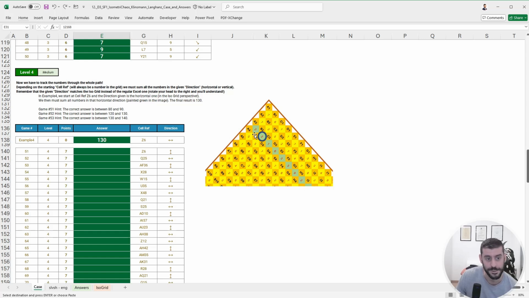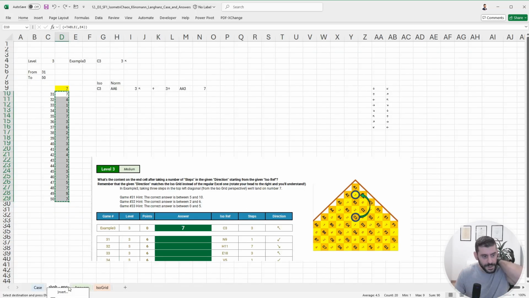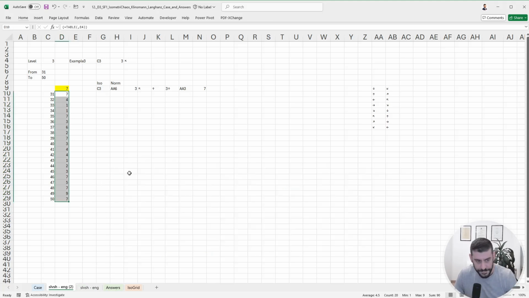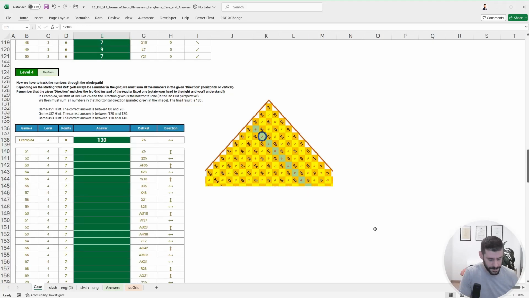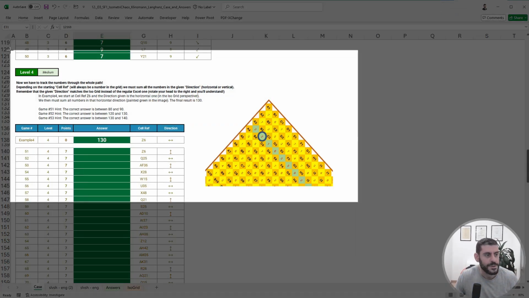is a cell ref, so you're given a cell ref, will it be a number in the grid? We must sum all the numbers in the given direction, horizontal or vertical. Remember that the given direction matches the isogrid instead of the regular Excel. Okay, so what I did is copying this. Okay, let me screenshot the example.